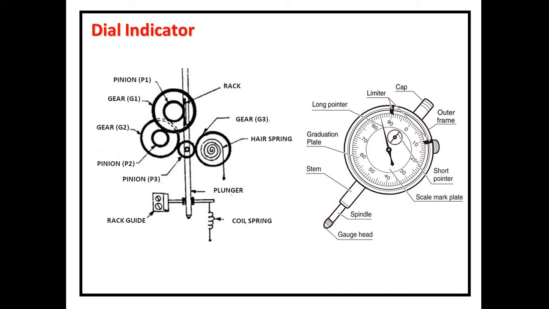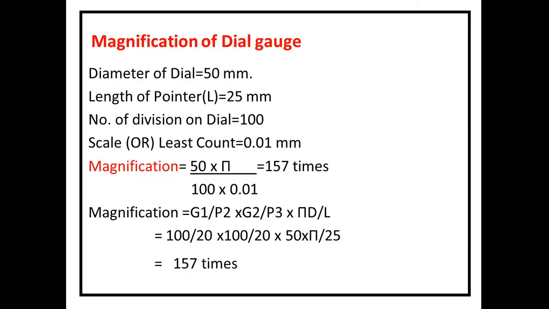Here the mode of magnification achieved is purely mechanical. All the components involved in magnifying the movement at the bottom of the plunger are mechanical components. There is no electricity, there is no light, there is no compressed air. That's why this comparator is called a mechanical comparator.